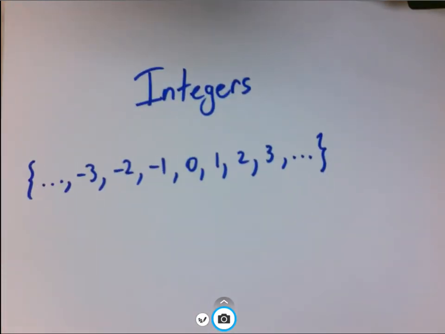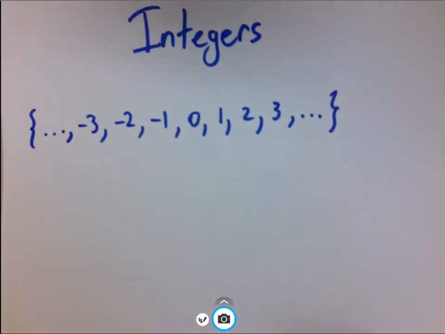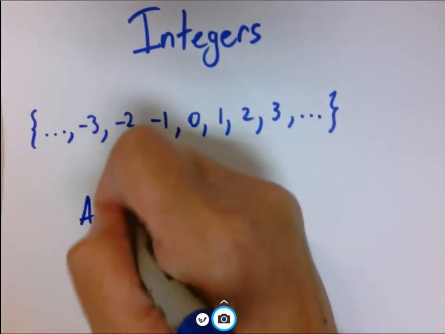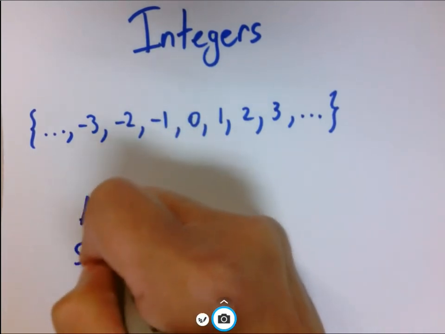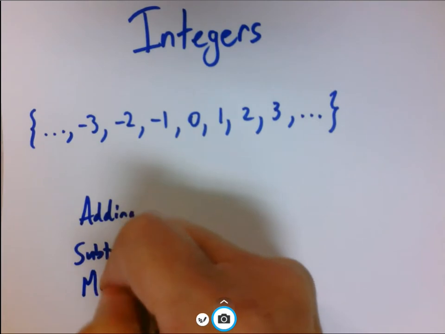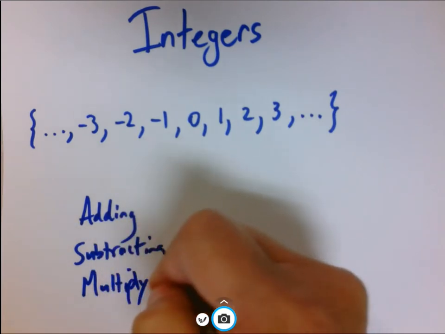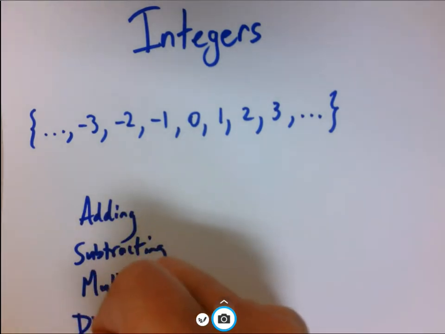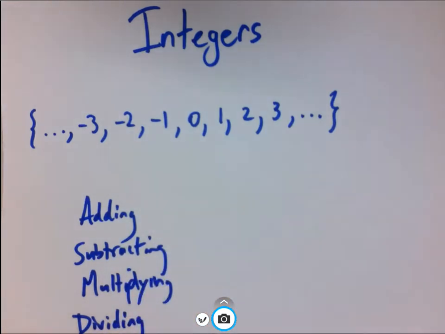So we learned in elementary school a few different operations to do with integers. So we learned adding, subtracting, multiplying, and dividing. So in this video, we're going to go through very quickly all of these.